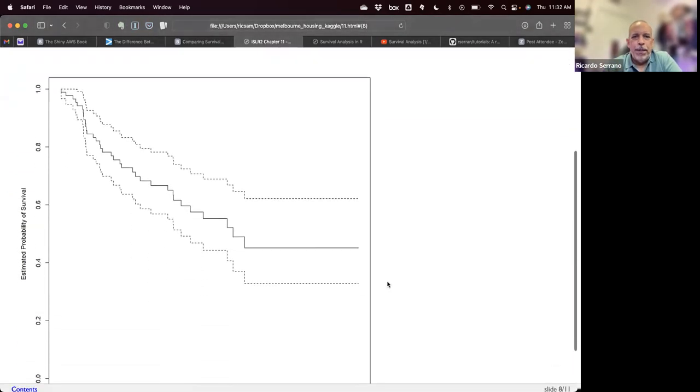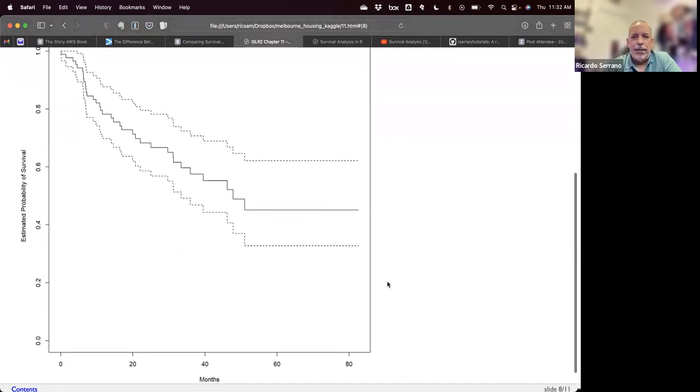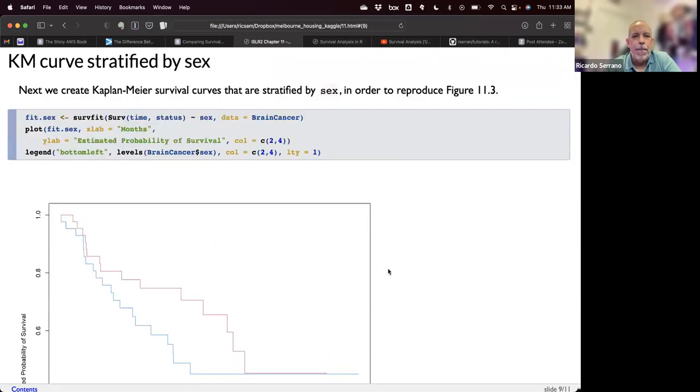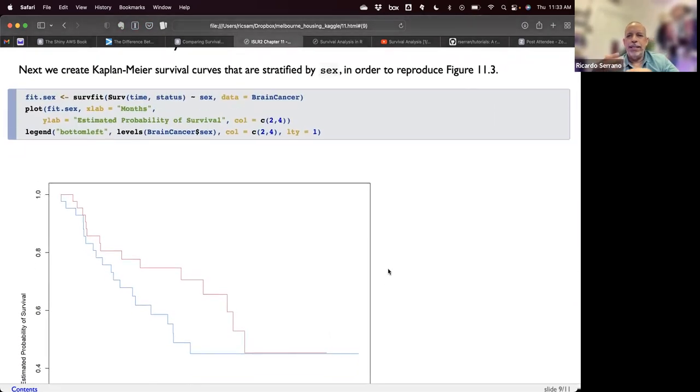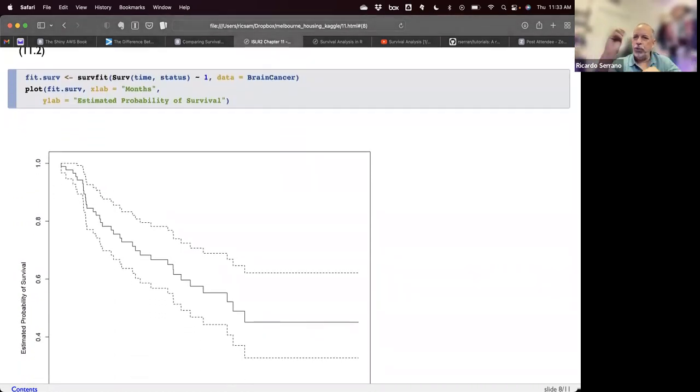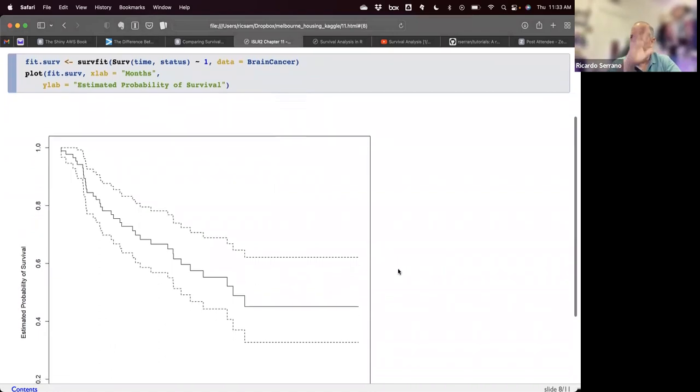Okay, so that's basically the Kaplan-Meier, but it gets a little bit more interesting here, because now what we want to do is compare different groups. One of the purposes of the survival analysis is to compare the effect of the groups within that survival curve. Remember that in the previous survival curve there was no stratification or grouping. It's just your original traditional curve.